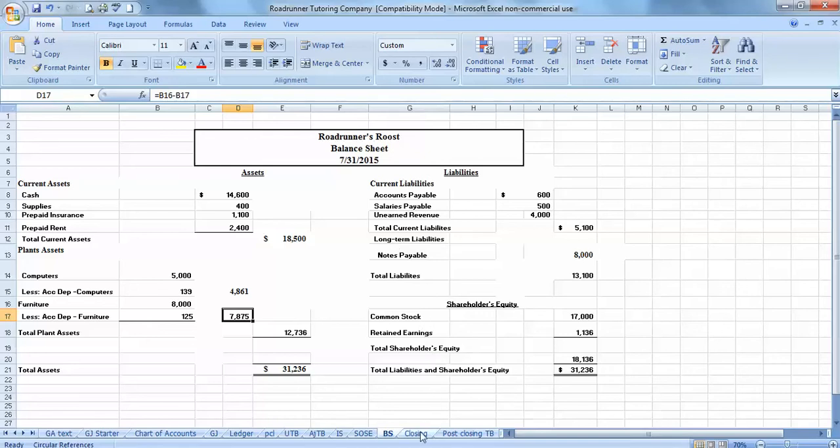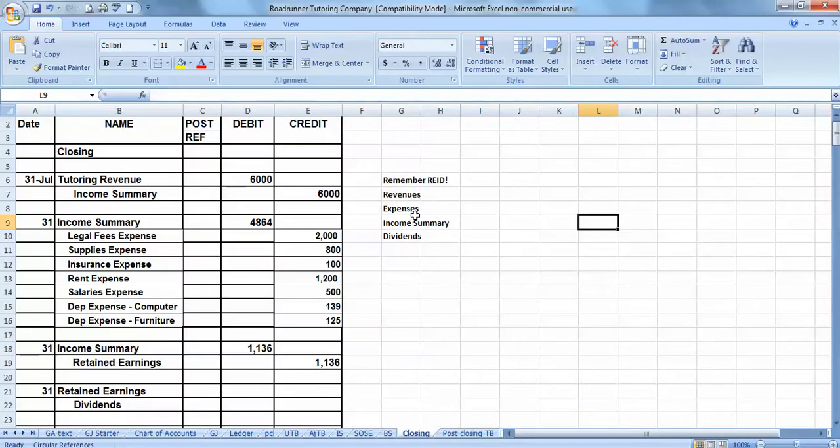So how do we close these accounts? Well, the best way to remember how to close the accounts is through the acronym REID, R-E-I-D. And it helps us to remember that first we close the revenue accounts, secondly we close the expense accounts. We close these accounts to an income summary. This is a temporary account that is only used to close and move the amounts to retained earnings. And the fourth step is dividends.